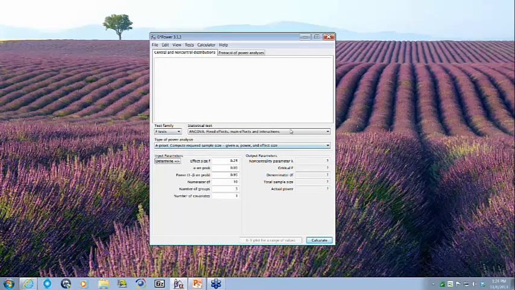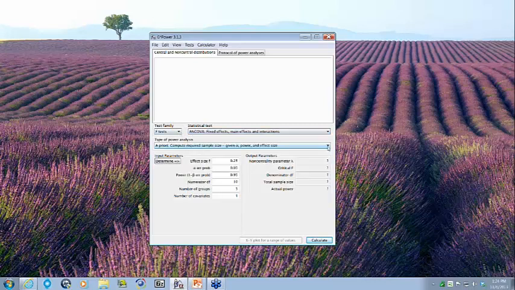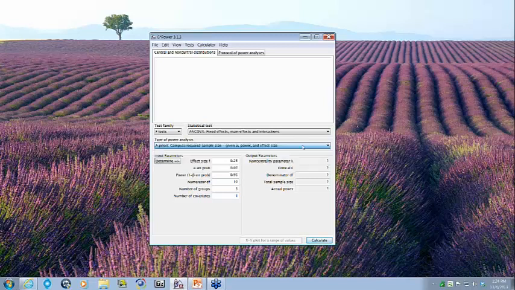And F-tests, here's all our ANOVAs, MANOVAs, here's some regressions. So you can pick them that way. Type of power analysis, there's your a priori. As I said, there were different types, right? I didn't even mention these ones here. Post hoc, is there an a priori's here? So you just choose the one you want.